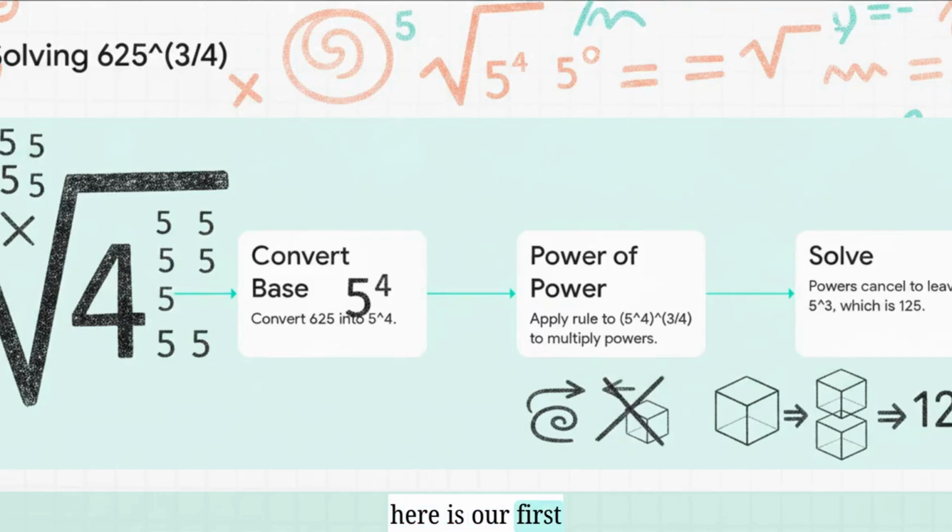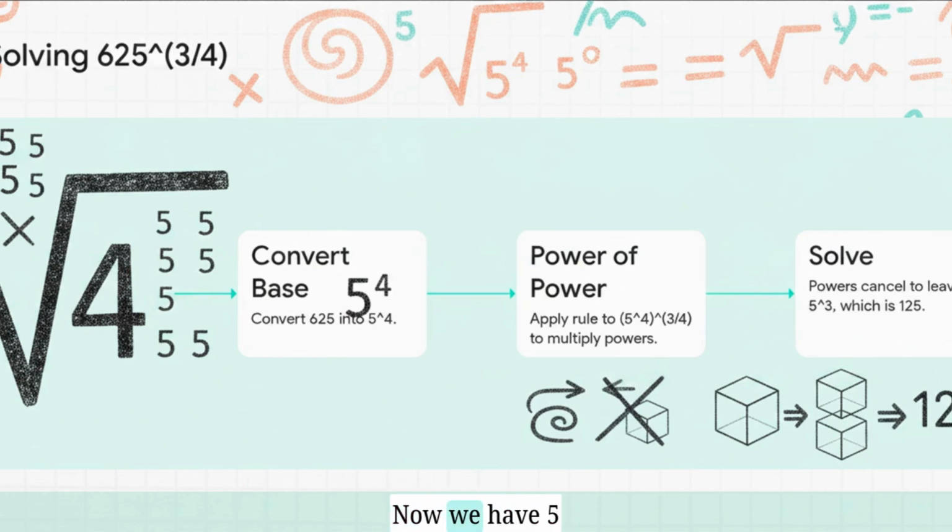All right, here is our first boss battle. 625 to the power of 3/4. Looks terrifying, right? But let's just break it down into a manageable staircase. Step 1. Look at the denominator of that fraction. It's a 4. This means we're dealing with a 4th root. Step 2. Because we know it's a 4th root, let's look at our base, 625, and see if we can convert it into something to the power of 4. Well, 5 times 5 times 5 times 5 is 625. So 625 is really just 5 to the power of 4. Let's swap that right in.